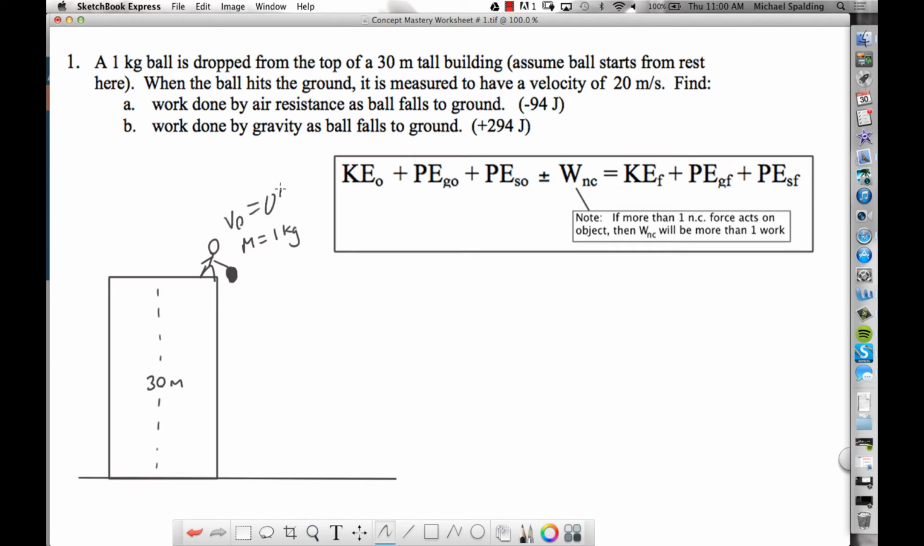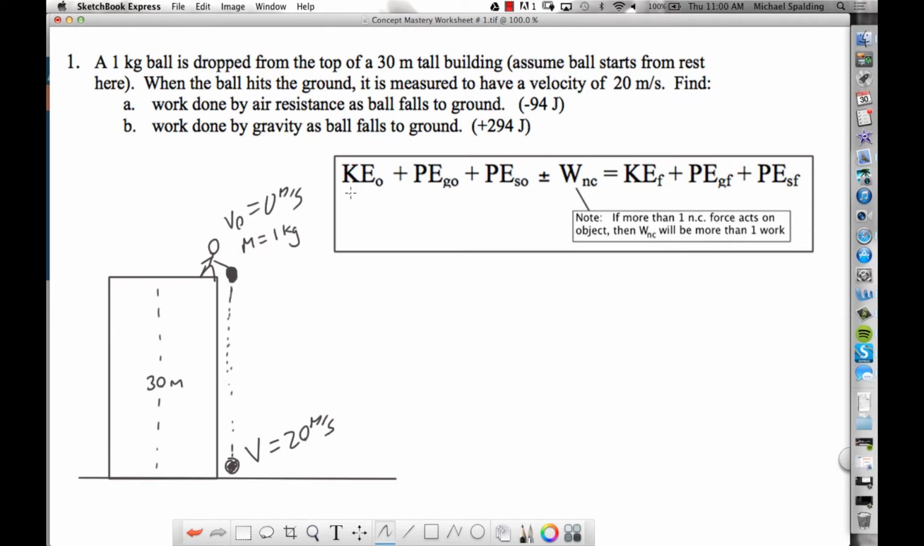V initial is 0, and it falls down, and we're given the velocity right before it hits the ground. Okay, right before it hits the ground, it has a velocity of 20 meters per second. So let's look at the mechanical energies initial and the mechanical energies final, and what we're going to see is that the ball down here ends up with less mechanical energy than it started with. Now, what's going to account for that? Why is there going to be less mechanical energy at the end? Because what was stealing the mechanical energy as the ball fell? Air resistance, which is like a type of friction.